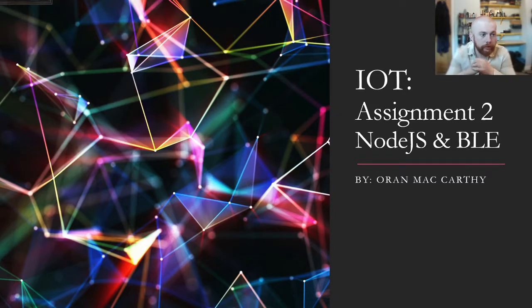This is my IoT assignment 2, NodeJS and BLE. The basic idea of this assignment is to communicate from the microbit to a broker and the broker to a microbit.